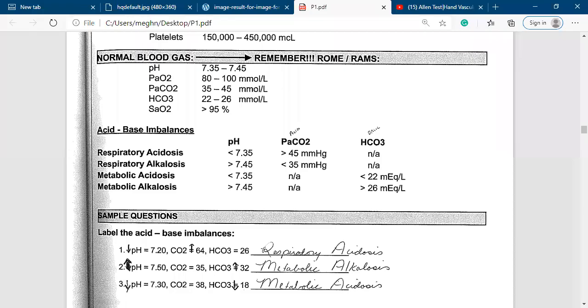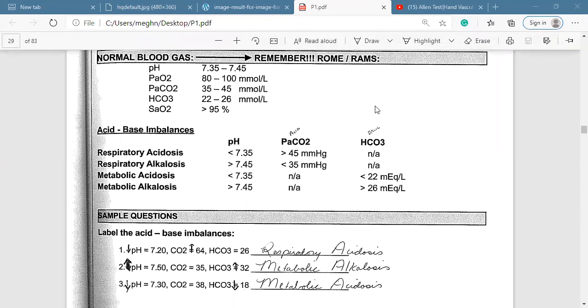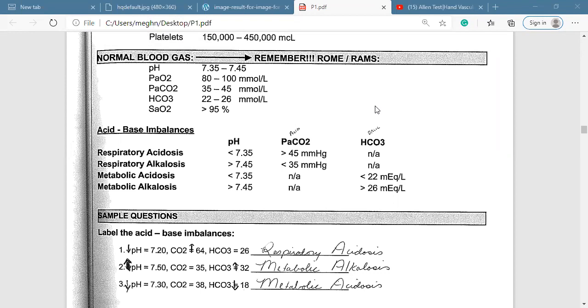Okay, so I told you we are going to talk about blood gas analysis. If your patient's condition is so bad, especially respiratory acidosis or alkalosis, or metabolic acidosis or alkalosis, our first priority is to check the arterial blood gas.